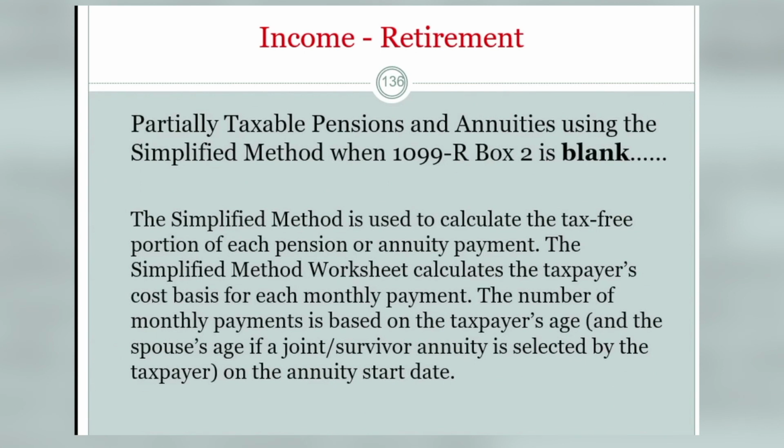All right. So partially taxable pensions and annuities using the simplified method. And this is the one that I was speaking about. We will do the simplified method and figure out how to calculate the tax-free portion for each pension or annuity payment. The simplified method calculates the taxpayer's cost basis for each monthly payment. It's calculated by the number of months payments is based on the taxpayer's age. So you have to figure out the taxpayer's age at the start of the annuity, and then the amount that was already received, and then subtract it from that. And we will actually do this example from the certification test.